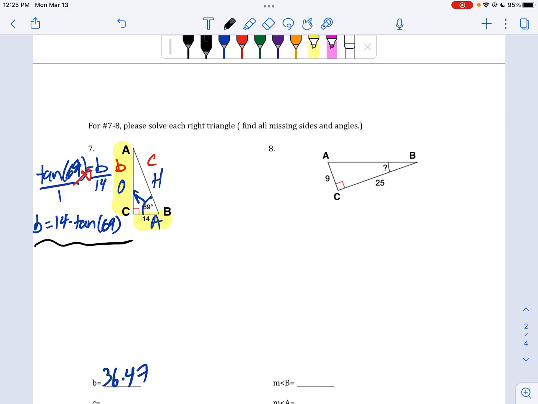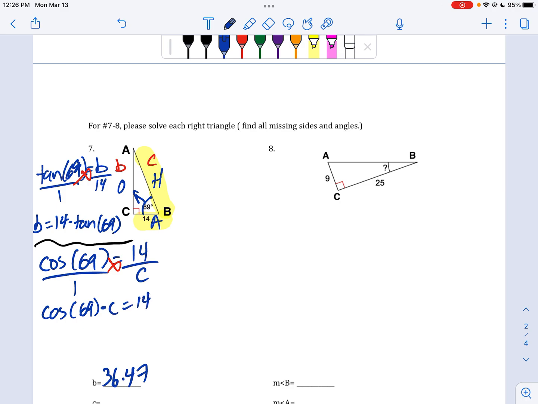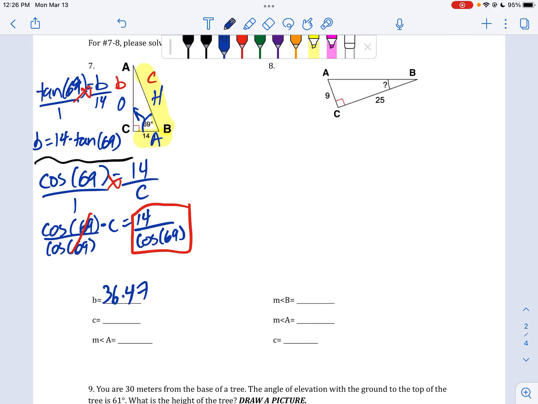Now to find side C, I can do 2 things here. I can use the Pythagorean theorem, or I could use trig again. I'm going to use trig again. In this case, I would use A and H, so that's going to be cosine. So I would take the cosine of 69 equals 14 over C, and put that over 1, and cross multiply, and say the cosine of 69 times C equals 14, and divide by the cosine of 69. So I would do 14 divided by the cosine of 69 for side C, and you should get about 39.07.